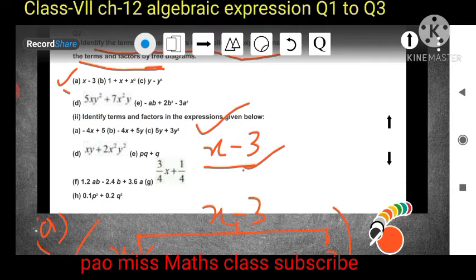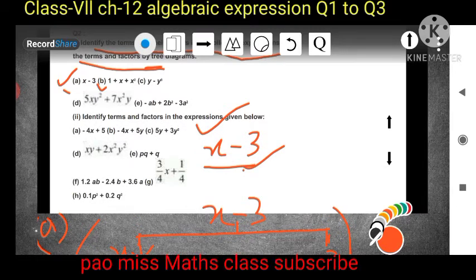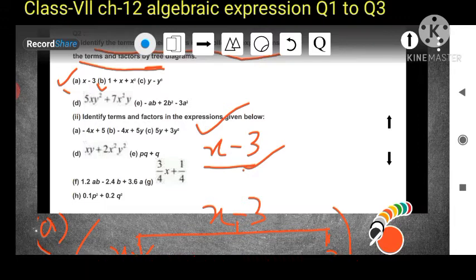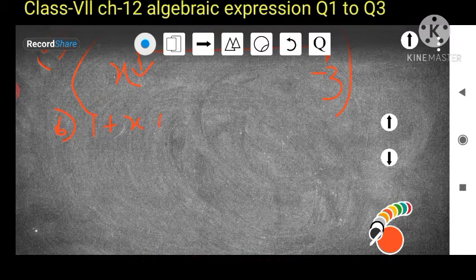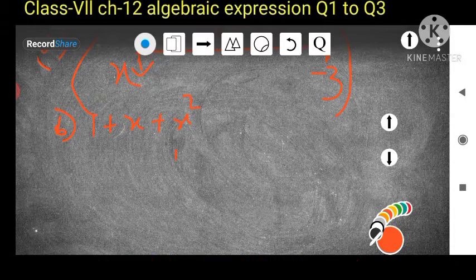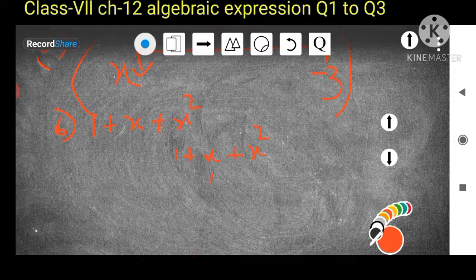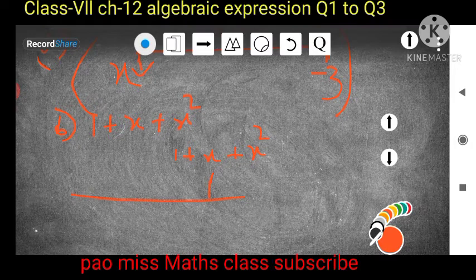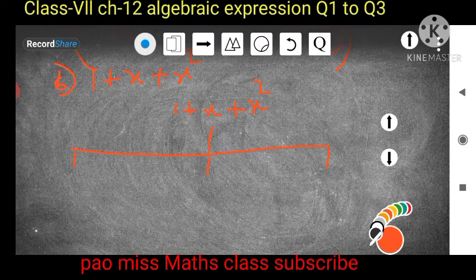Now the second question, B, is given: 1 plus x square, isn't it? So we have to draw the factor tree of 1 plus x square. How will you draw it? In this way, okay. So this is divided into how many terms? 3 terms.